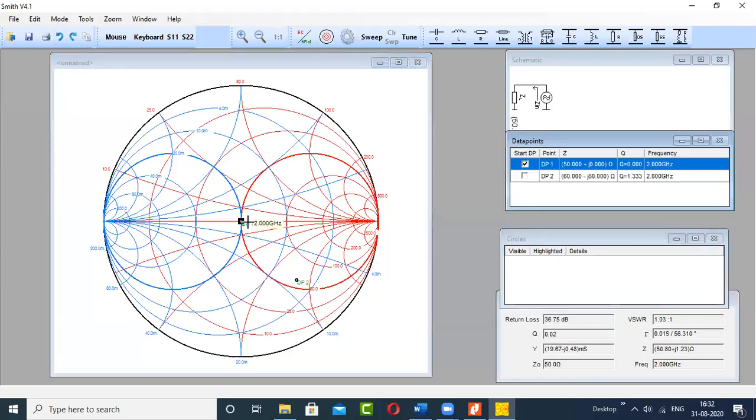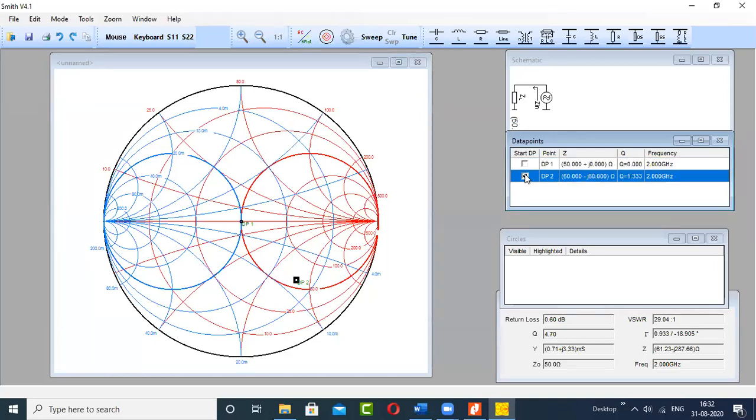Now, there is one more window. Whatever information you feed here appears here like a data point. So you can see the first, DP1, data point 1, represents the 50 ohm reference impedance.